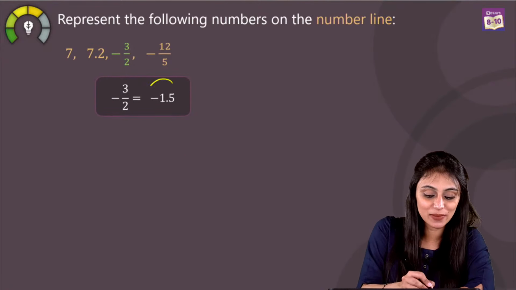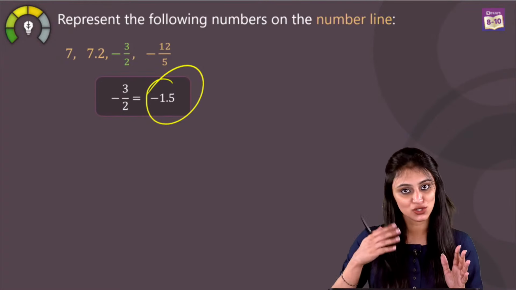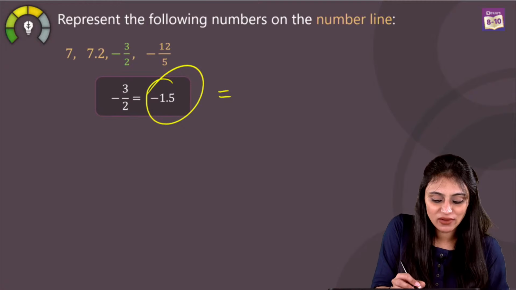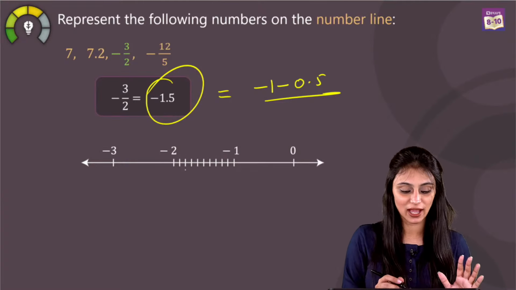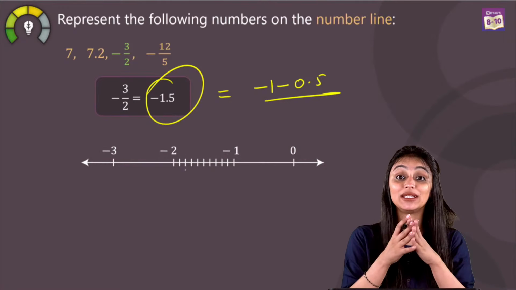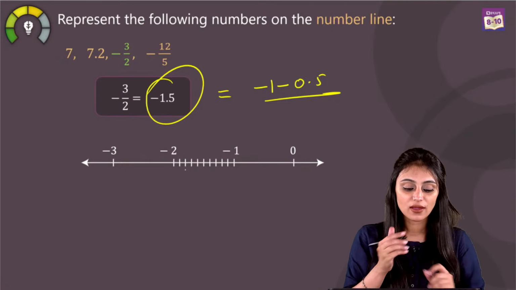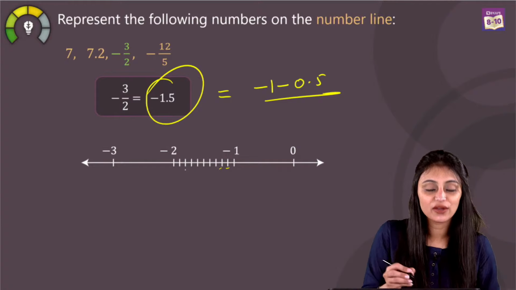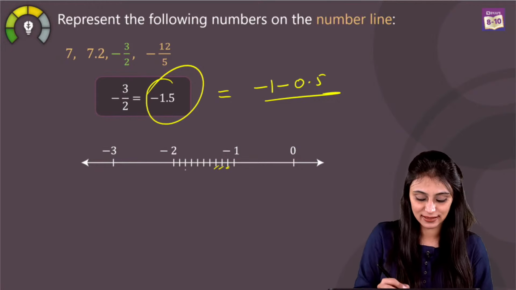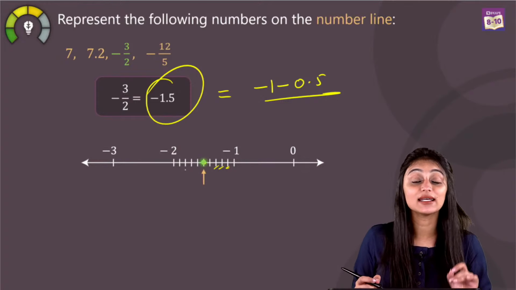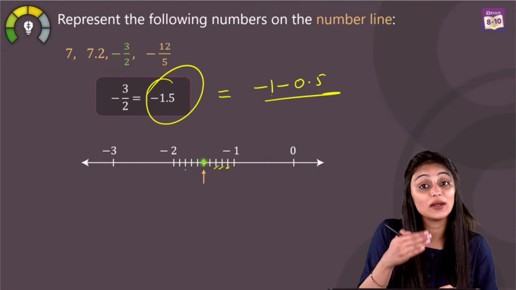Now minus 3 by 2 is basically minus 1.5. I know that it will lie somewhere between minus 2 and minus 1, right? Minus 1.5 is nothing but minus 1 minus 0.5, right? This is the number line that we have. Between minus 2 and minus 1, we have divided that into 10 equal parts, this region, right? Alright, so 10 equal parts, that means each of these parts over here is representing 0.1. So this is 0.1, 0.2, 0.3 like this, right? So here we have this as 0.5. So this is 0.5, that means minus 1 minus 0.5.